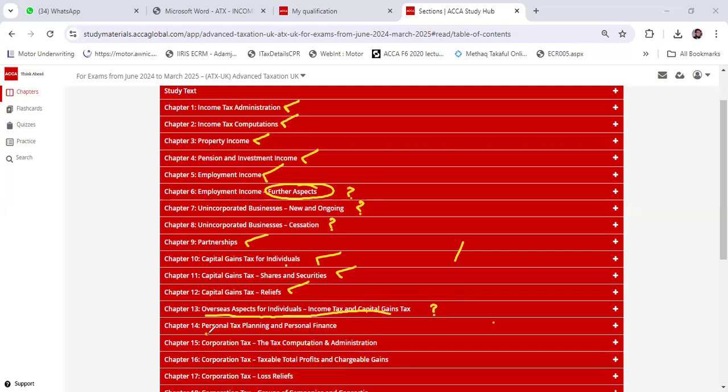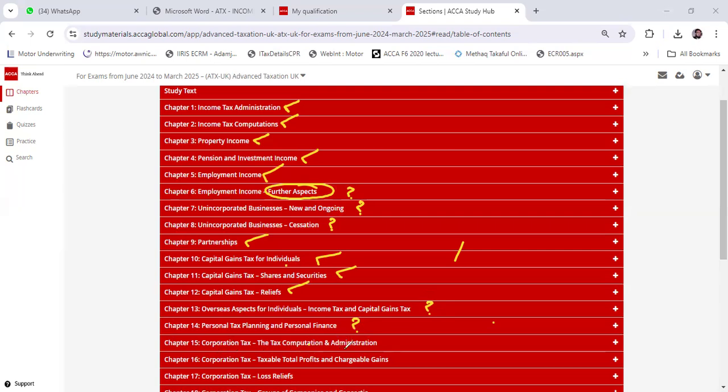Tax planning is a big drama here. In TX, we did tax planning for 10 marks. Here it is going to be 50 marks in the paper. Tax planning is all over the paper. So new drama. Okay, new drama, sir. Okay, fine, new drama.